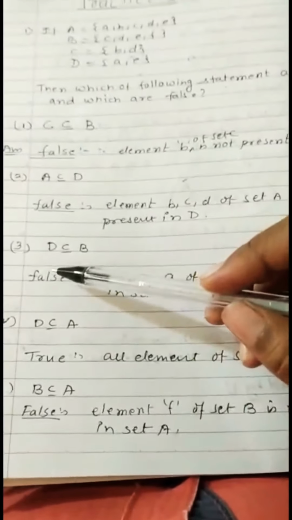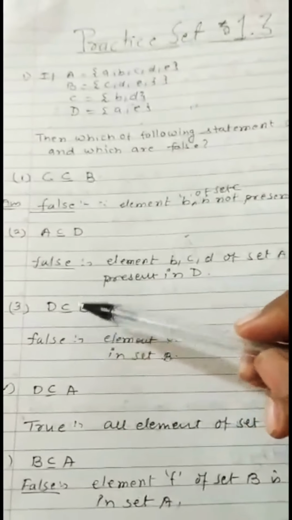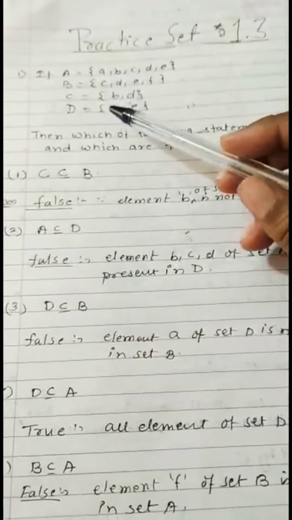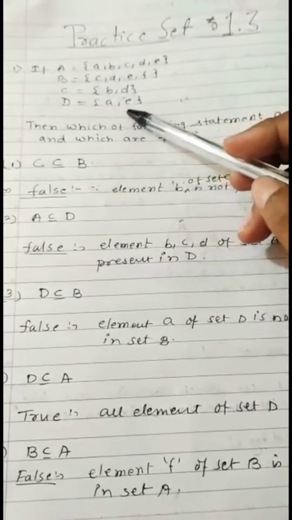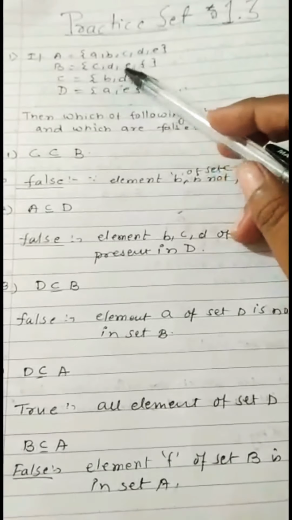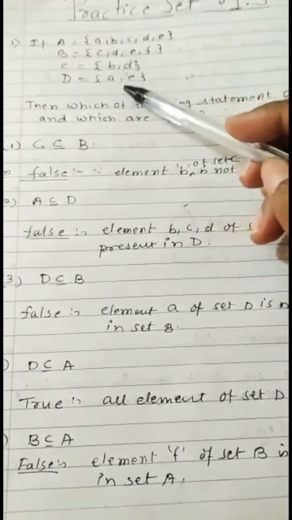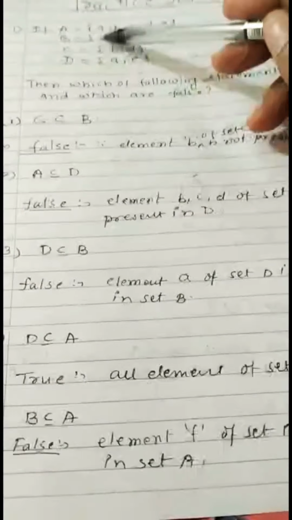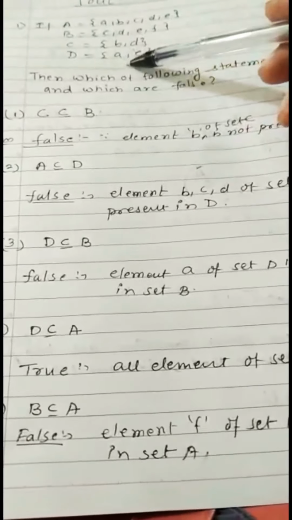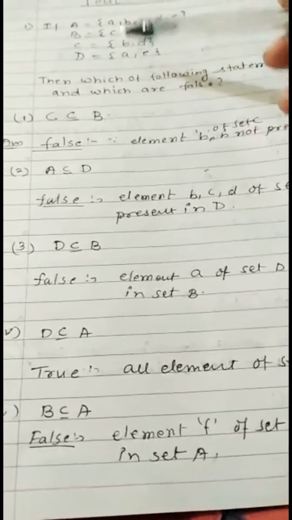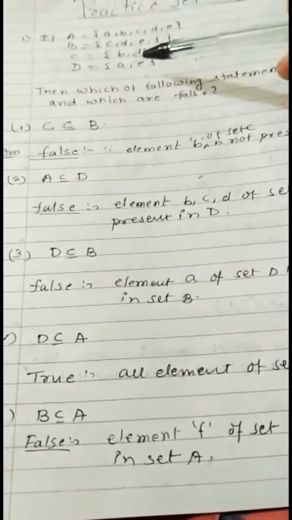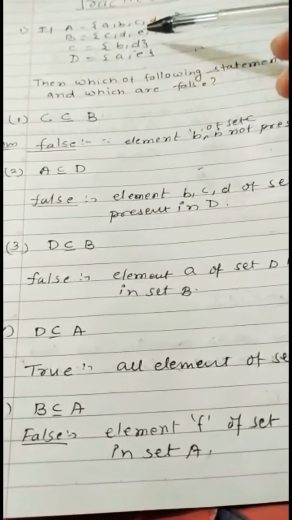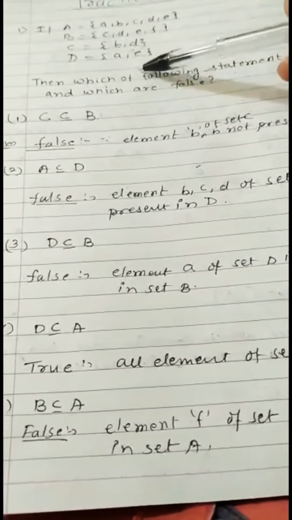Third, D is a subset of B. Again observe, in D we have a, e, and in B we have c, d, e, f. Element a is not available. Element a is in D but not in B. So D is not a subset of B. Here if you observe, D is a subset of A. All the people of Mumbai are in Maharashtra, but all the Maharashtrian people are not in Mumbai.